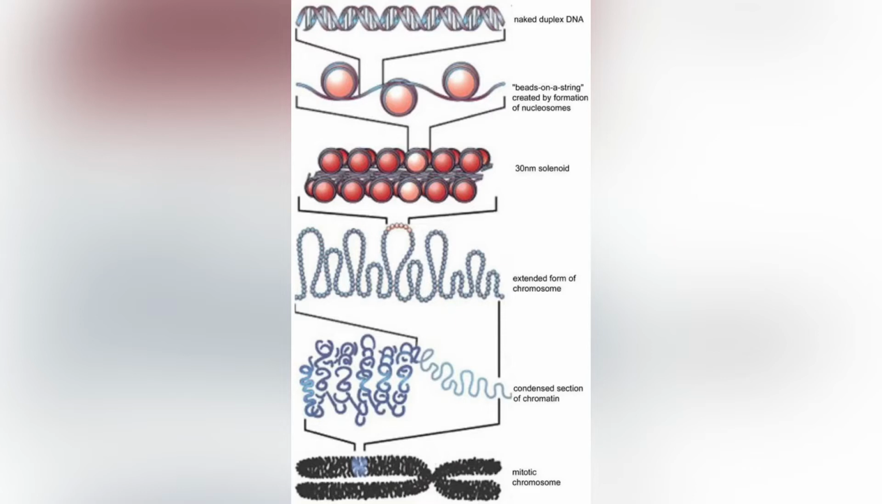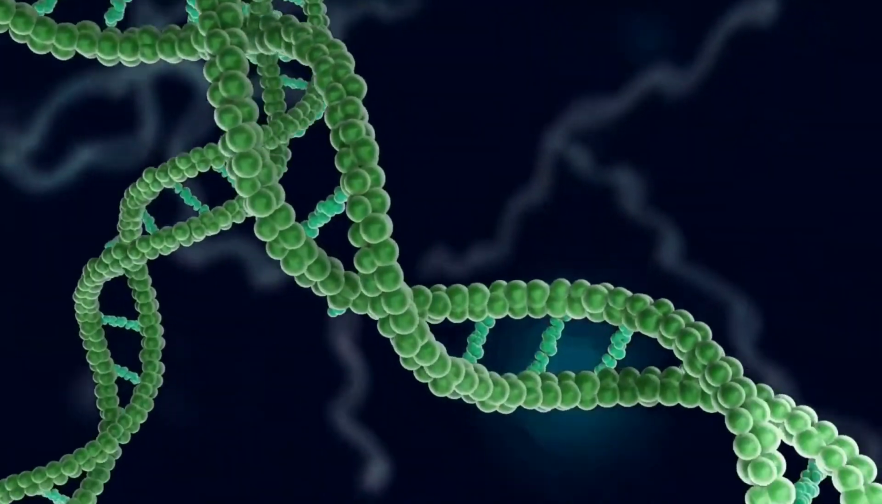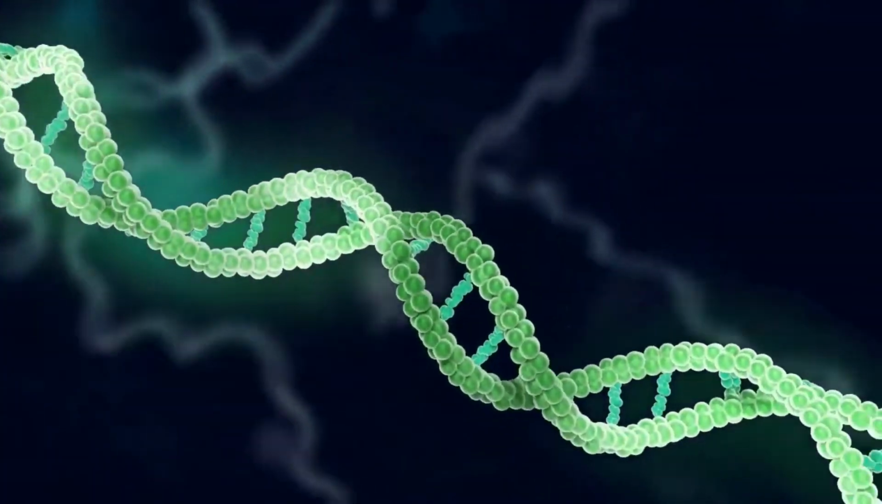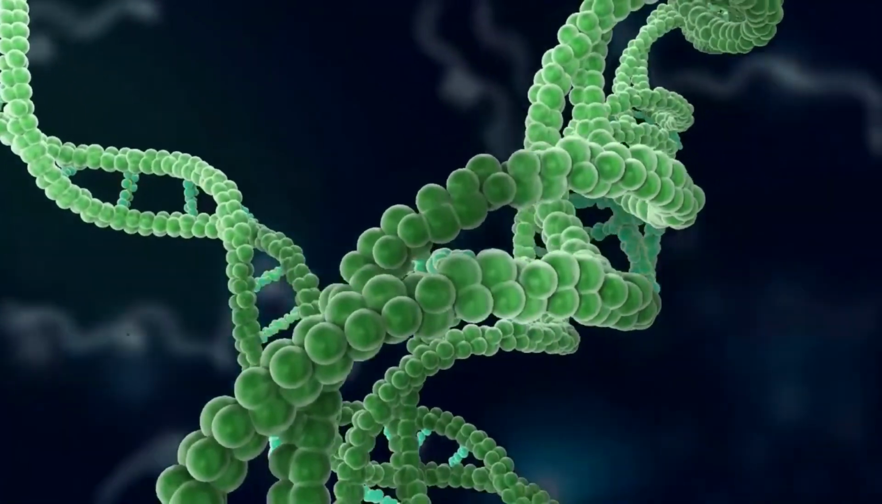DNA wraps around histone proteins, forming nucleosomes and the so-called beads on a string structure. Multiple histones wrap into a 30 nanometer fiber consisting of nucleosome arrays in their most compact form. Higher-level DNA supercoiling of the 30 nanometer fiber produces the metaphase chromosome.